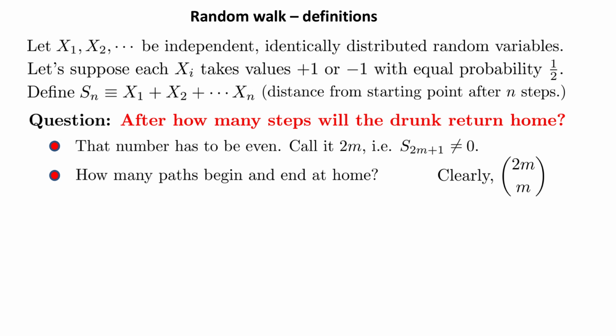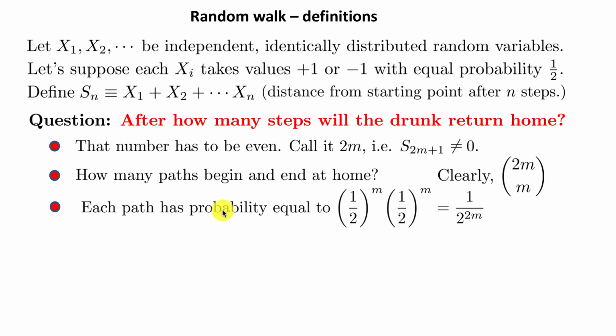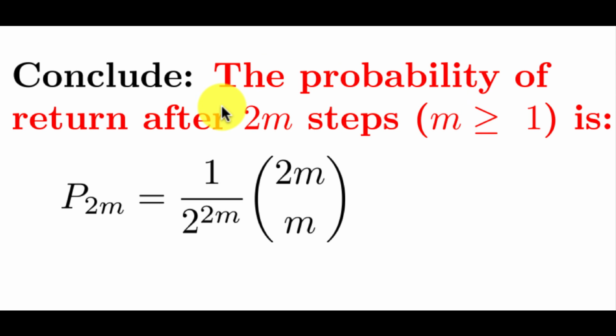Now, each of these paths has exactly the same probability, and that probability is half to the m, half to the m, and that's 1 over 2 to the power 2m. We conclude that the probability of return after 2m steps is the total number of paths that begin and end at the starting point divided by the total number of paths, which is 2 to the power 2m.